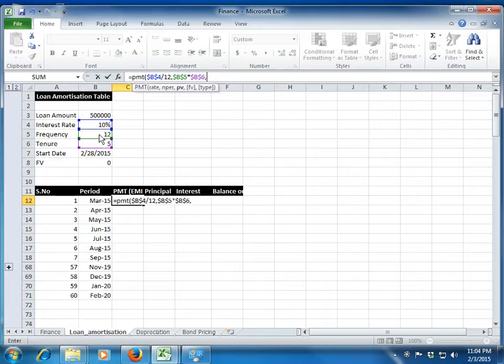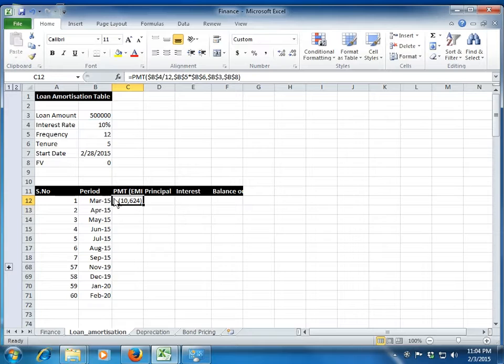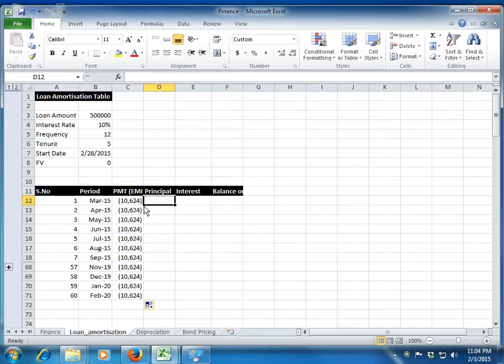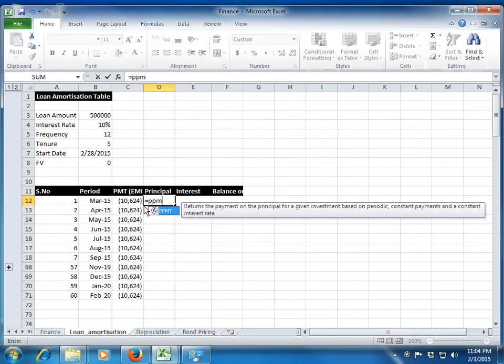My present value is nothing but 5 lakh. Let me freeze this cell also. And then it says future value. My future value is 0, and I freeze finally this cell and enter. So I get my PMT. My EMI for this series of payments will be 10,624, which we already saw in the previous sheet also.